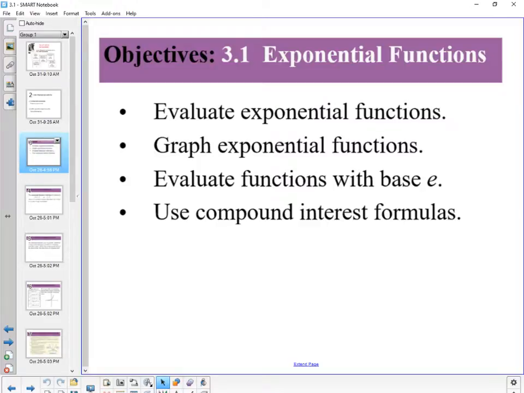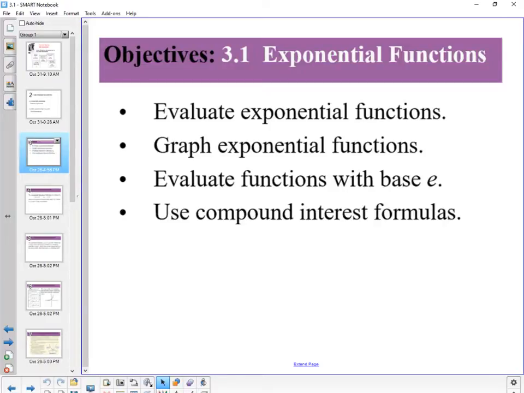So here are the success criteria for today. I want to make sure that you can evaluate exponential functions, that you can graph them, and evaluate functions with base e. Do you guys remember e? E is a number. Anybody remember what e is equal to? 2.7 something something. 2.71, blah, blah, blah. That's correct.